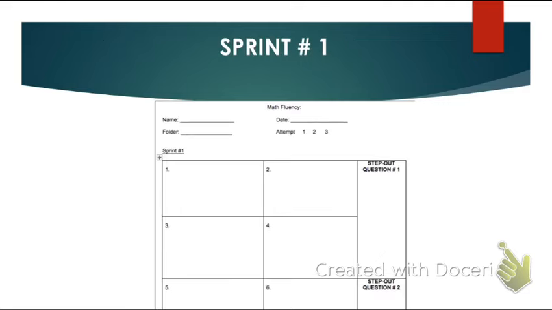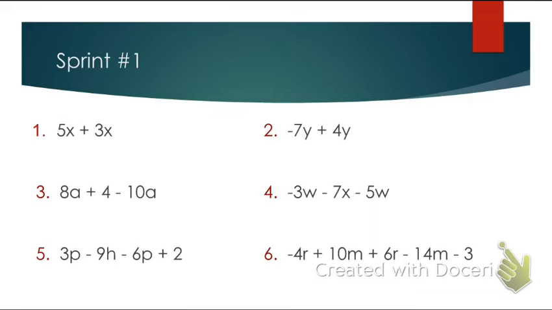We're going to start with sprint number 1. Sprint number 1 is going to have 6 problems where you're going to have to simplify the expression by combining like terms. You'll need to show your work for each one in the first 6 boxes. You'll have 2 minutes to complete this. Go ahead and take a moment to write down the problems. If you need to hit pause, go ahead and do that.